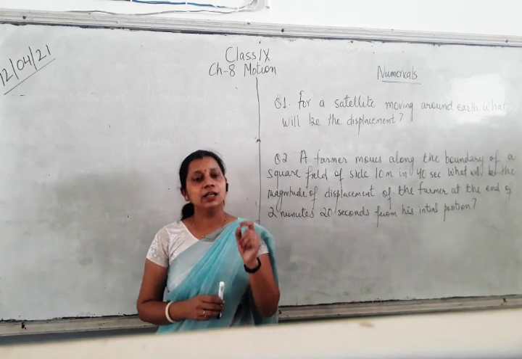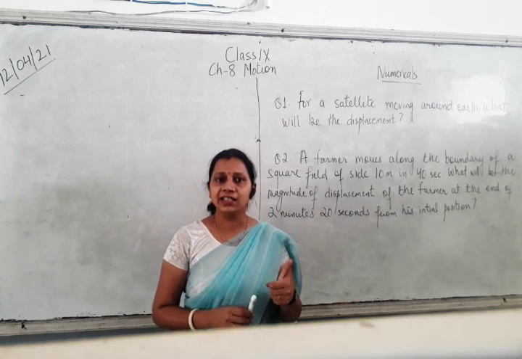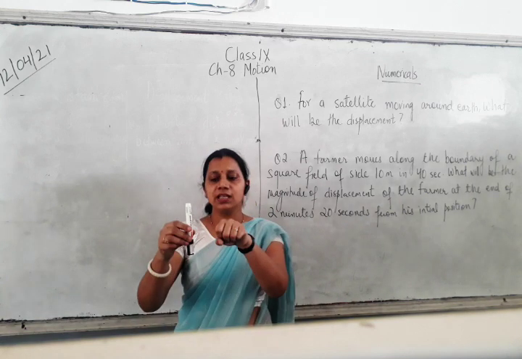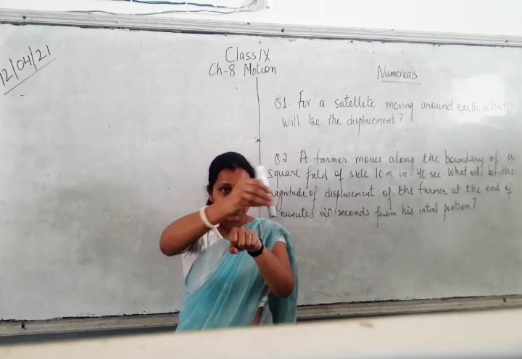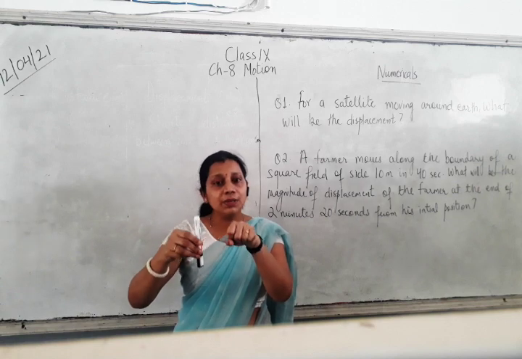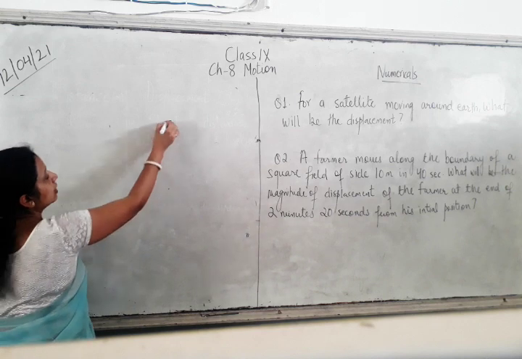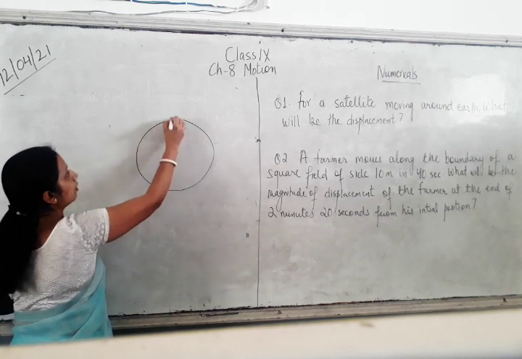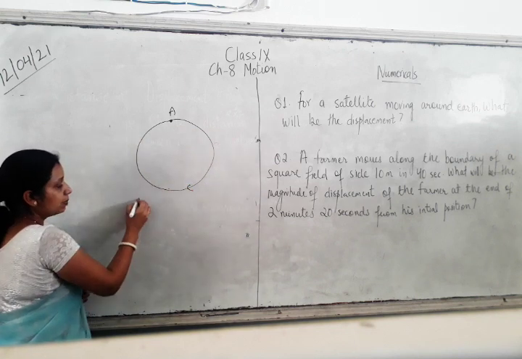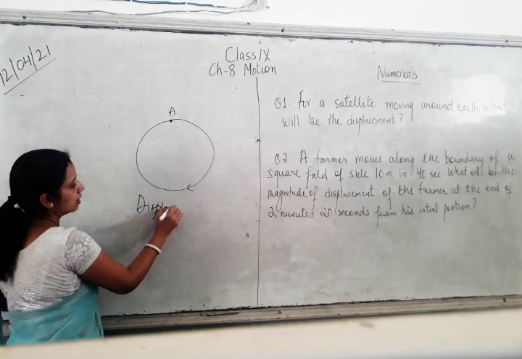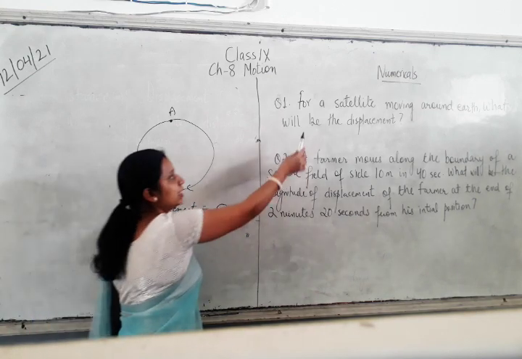Whenever you are finding displacement, you have to keep in mind the starting point and end point. Here, both are the same. The satellite starts from here and comes back to the same position. So what will be the displacement? 0, right? In the case of a circular track, if a person starts from a point and comes back to the same point, then the displacement will be 0.